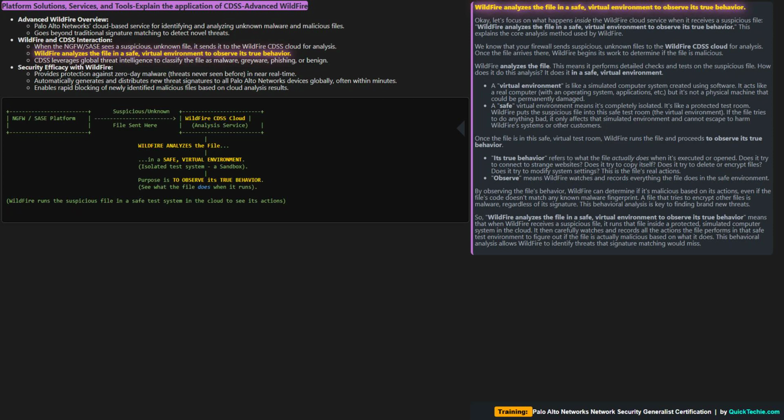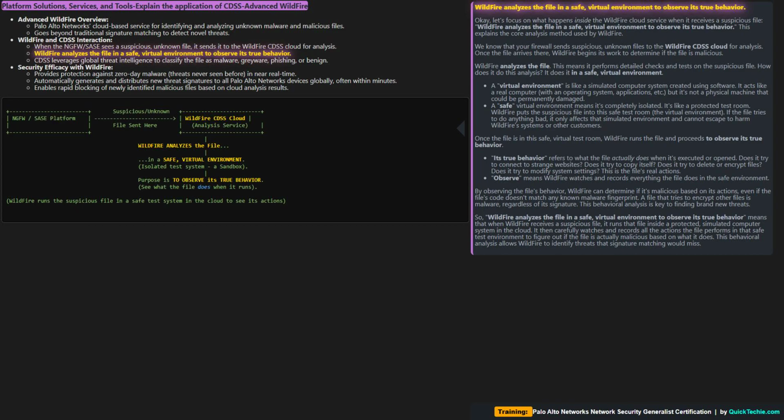WildFire analyzes the file in a safe, virtual environment to observe its true behavior. Okay, let's focus on what happens inside the WildFire cloud service when it receives a suspicious file. This explains the core analysis method used by WildFire. We know that your firewall sends suspicious, unknown files to the WildFire CDSS cloud for analysis. Once the file arrives there, WildFire begins its work to determine if the file is malicious.